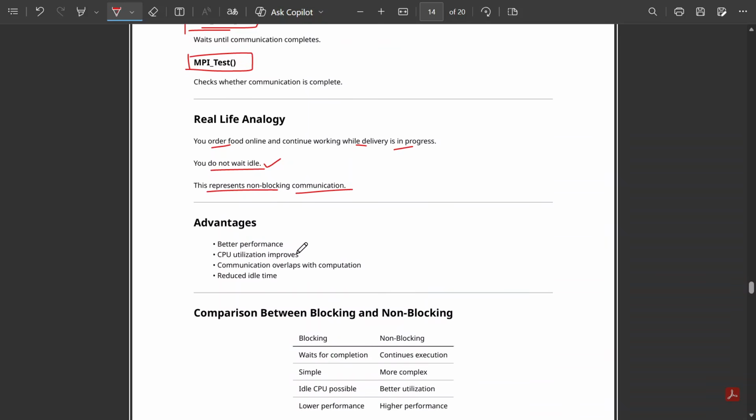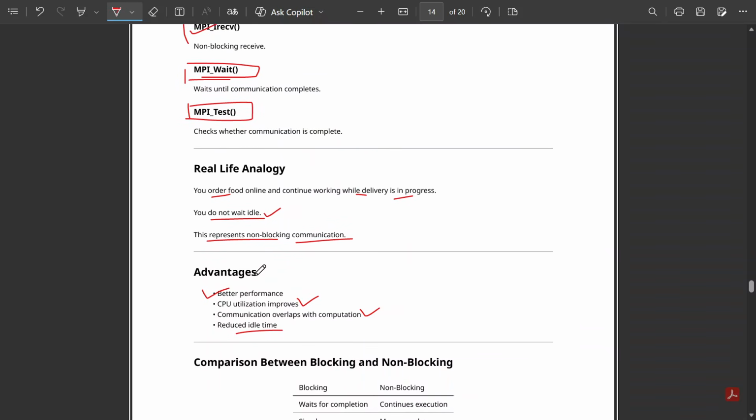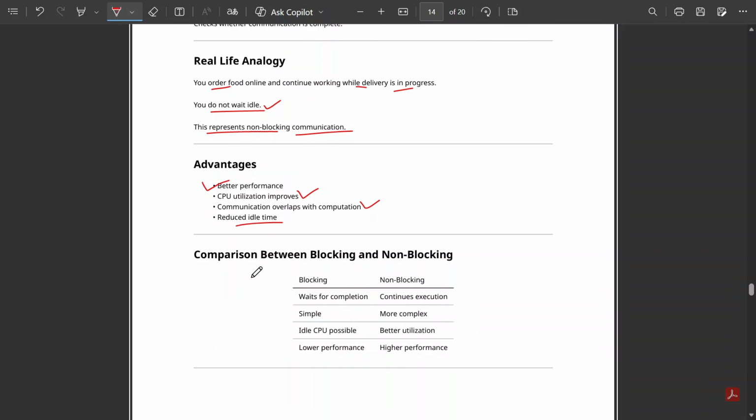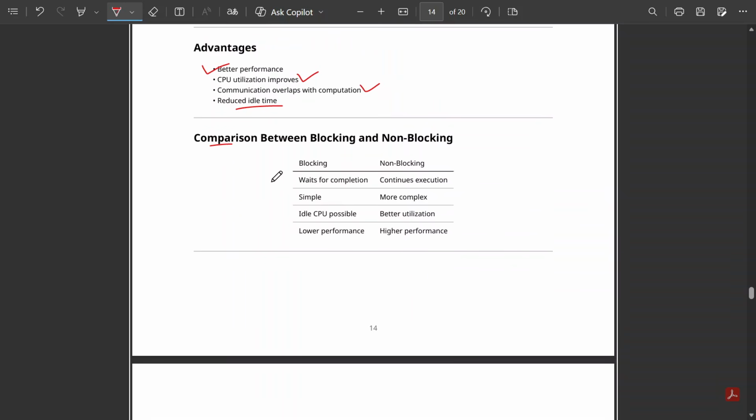Advantages: CPU utilization is improved, communication overlaps computation and reduces idle time, and it provides better performance compared to blocking communication. Now a comparison between blocking and non-blocking. In blocking, it waits for the completion of the task, whereas in non-blocking, it continues execution simultaneously.